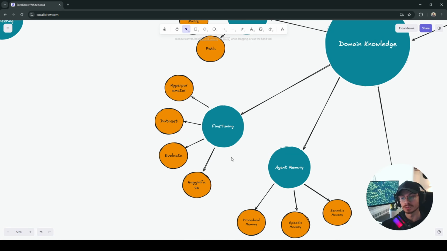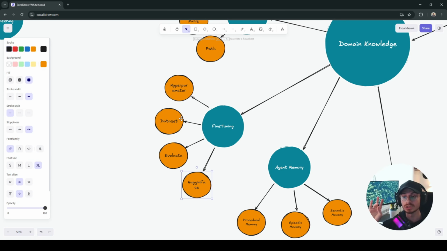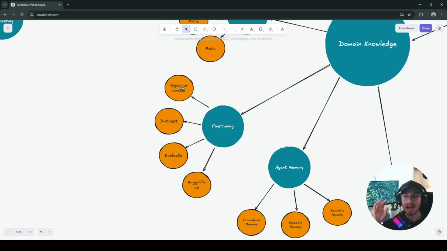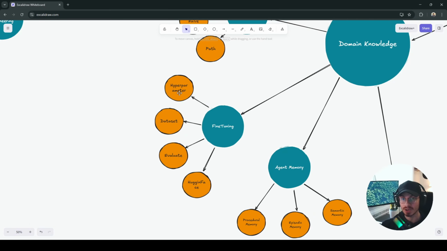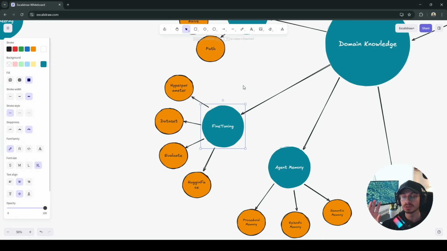In order to fine-tune the model, you need to first of all learn how to use Hugging Face. You need to learn how to define the training set and the test set, how to set the hyperparameters for your model, and use different ways of fine-tuning such as LoRA, QLoRA, and so on, and also how to evaluate your model. These are the 4 things that you need to know if you want to be good in fine-tuning.